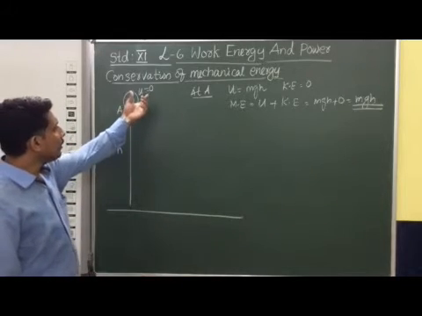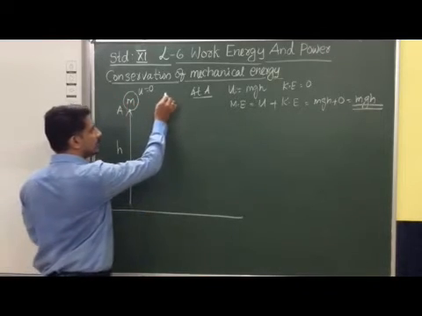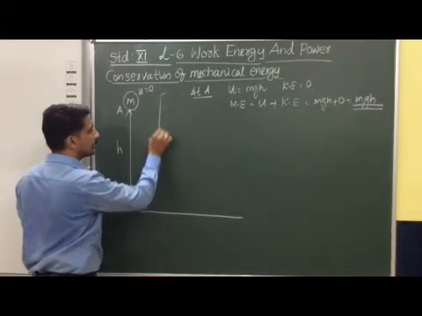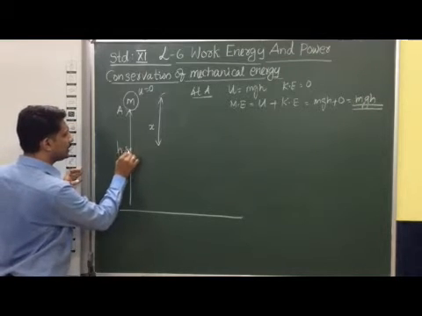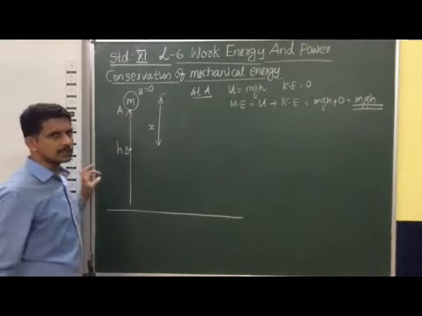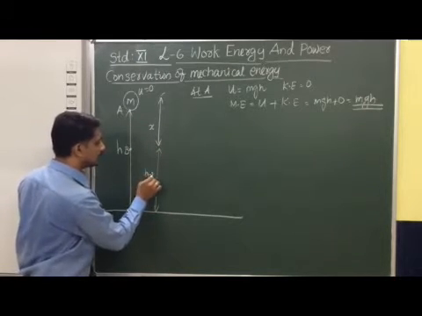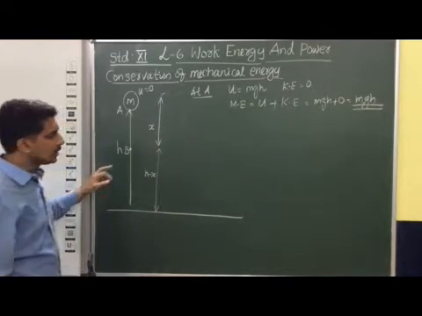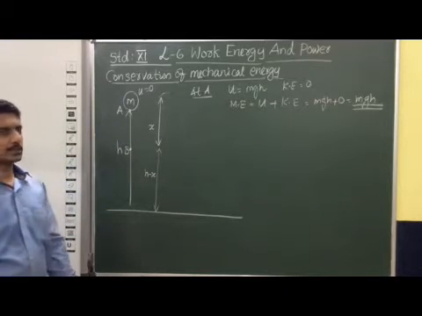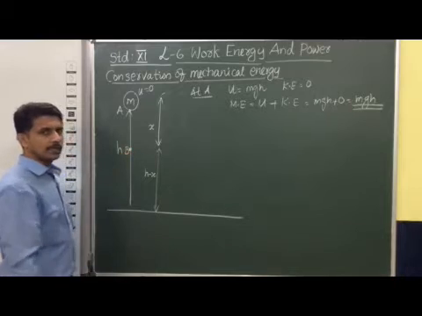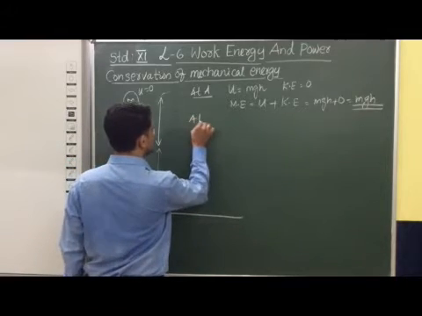Now we allow this object to fall from the height h. We can consider the energy possessed by this object at a distance x away from the top. We consider this point as B. We take this distance AB as x, and the remaining distance from the ground level is h minus x, because the total height is h. Now we are going to calculate the mechanical energy possessed by this object at point B.